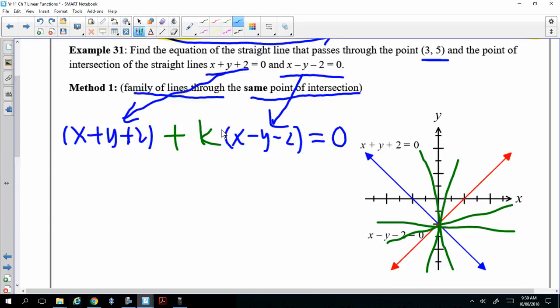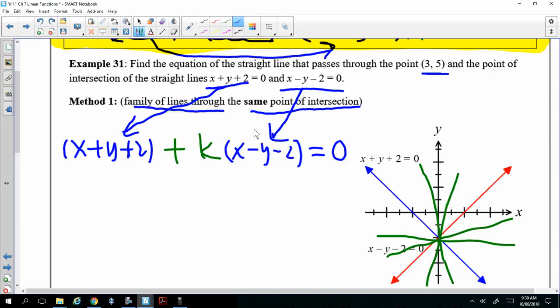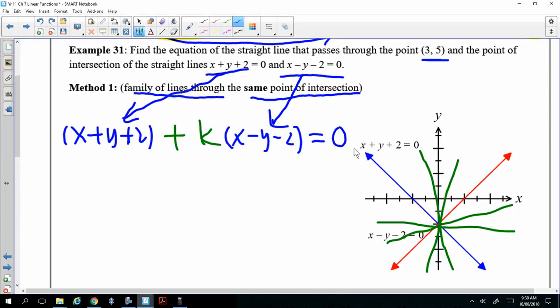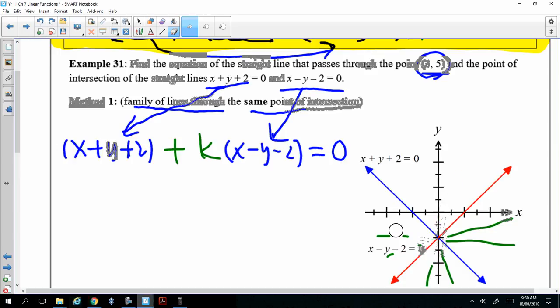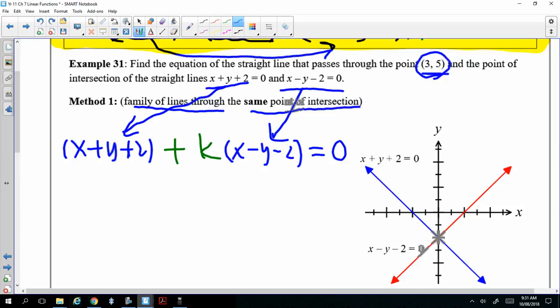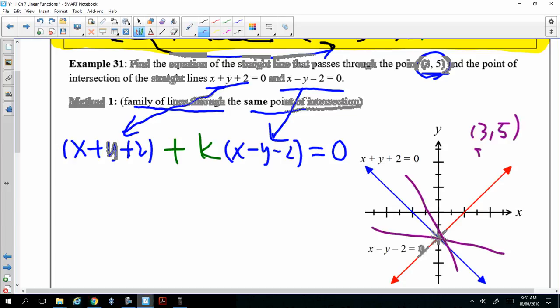Now, only one of them will pass through this point. Only one, right? So let's find that point, 3, 5. Where's 3, 5? 3 across, 5 up, which is over here. Can you find that point? So you have this family of lines, which all pass through the same point of intersection. It can be here, it can be there, it could be anywhere, but only one of them will pass through exactly 3, 5. We want to find that equation, right?